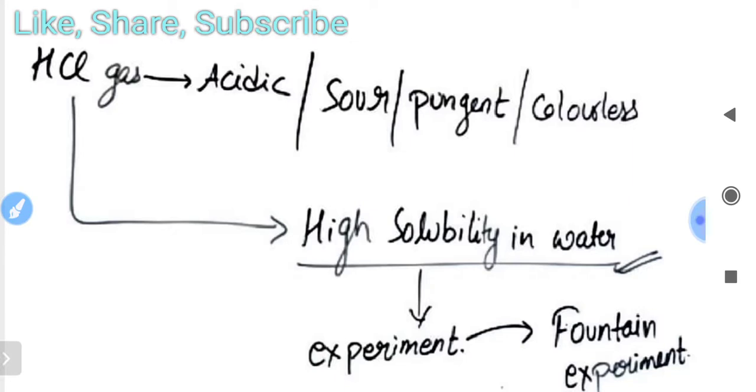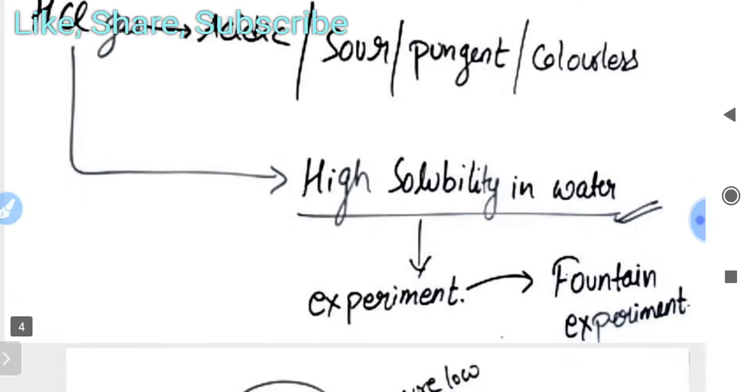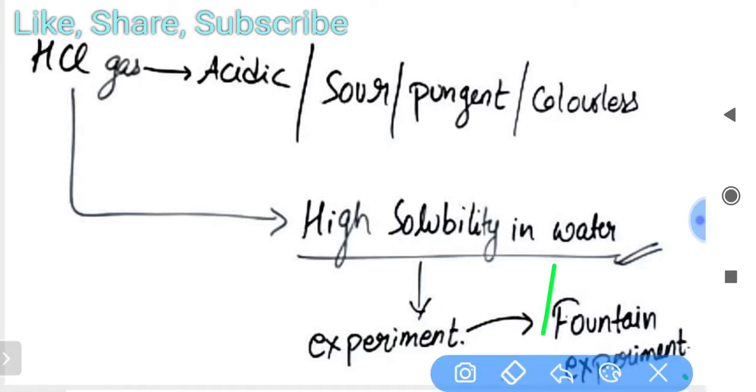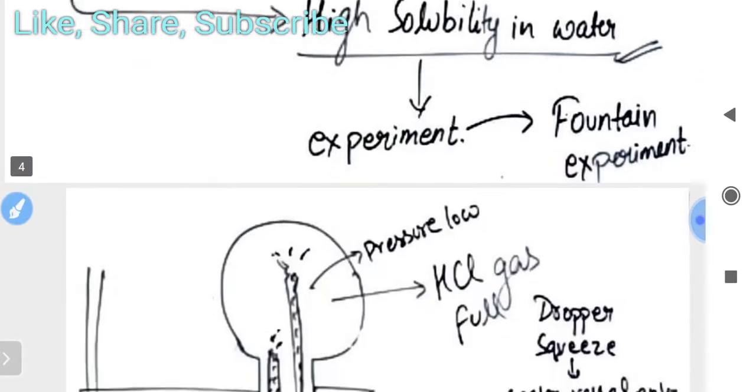Okay, sometimes a question is also asked, so one experiment is also done for this. This experiment is called the fountain experiment. To demonstrate the high solubility of HCl gas in water, we use the fountain experiment. Okay, the name of that experiment is the fountain experiment. Now we have to understand what that experiment is.